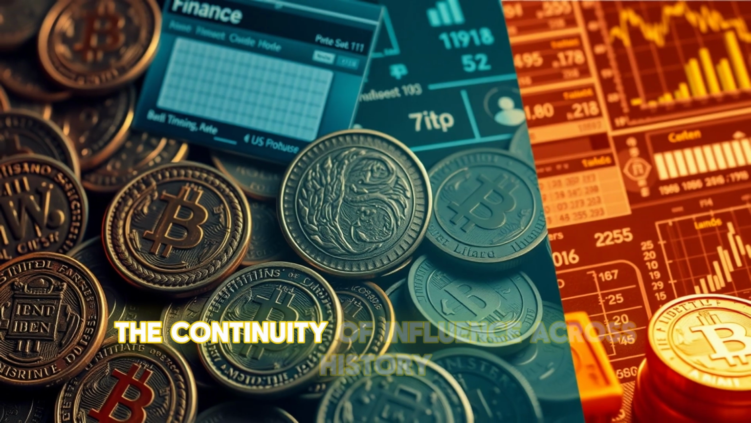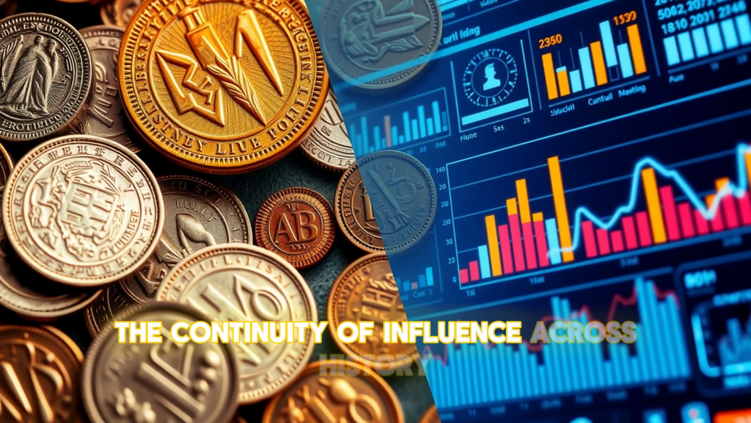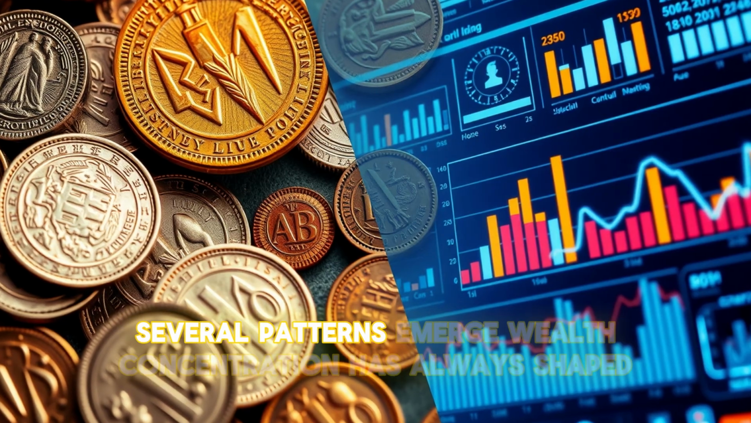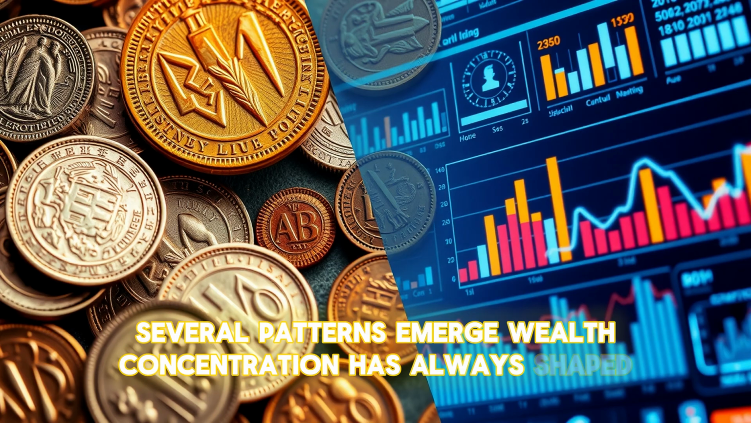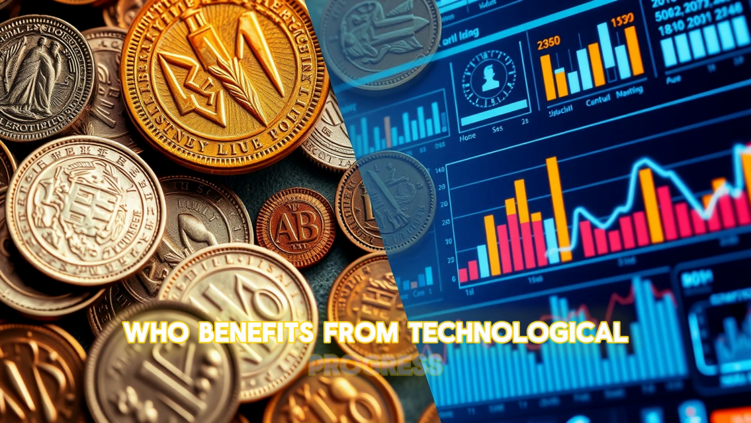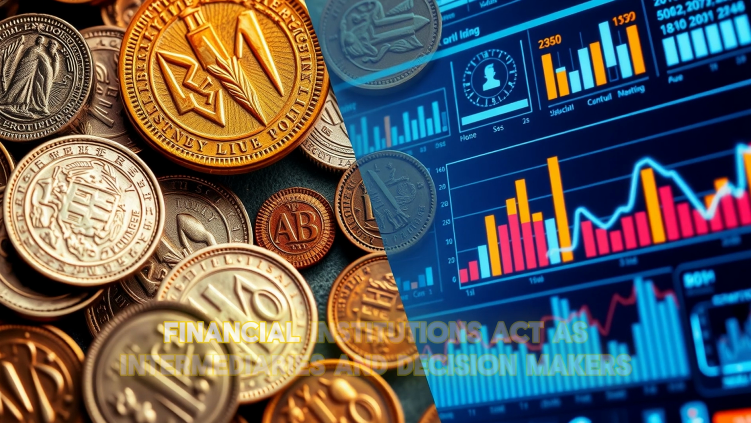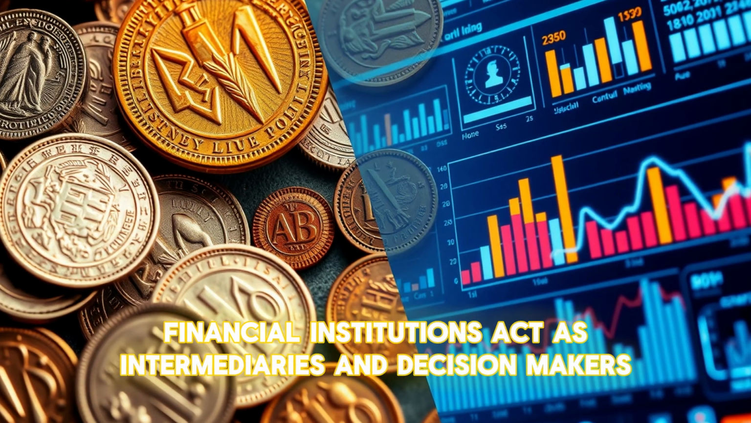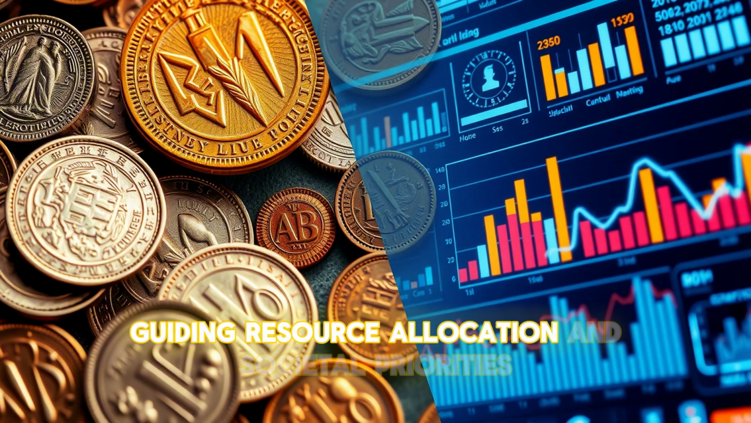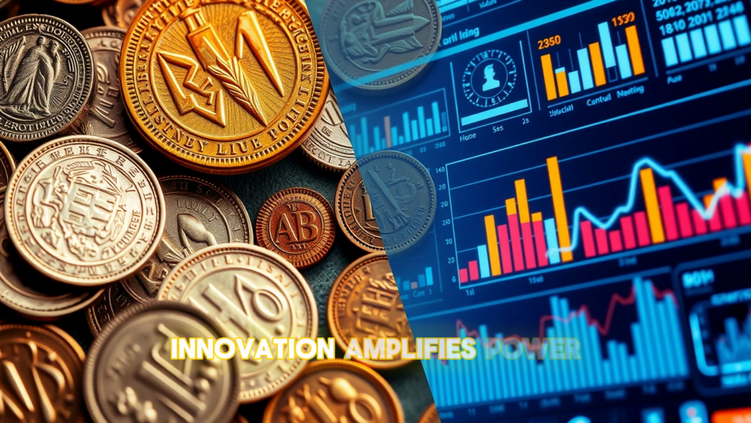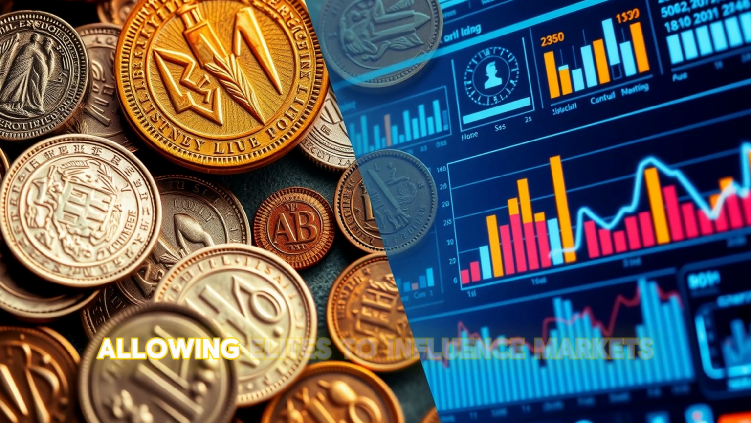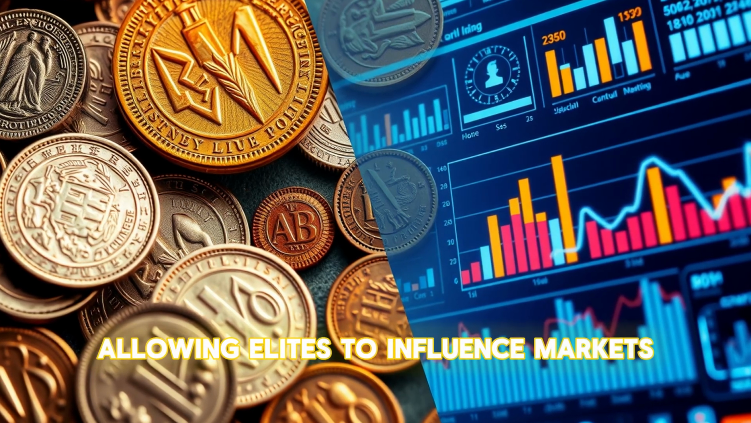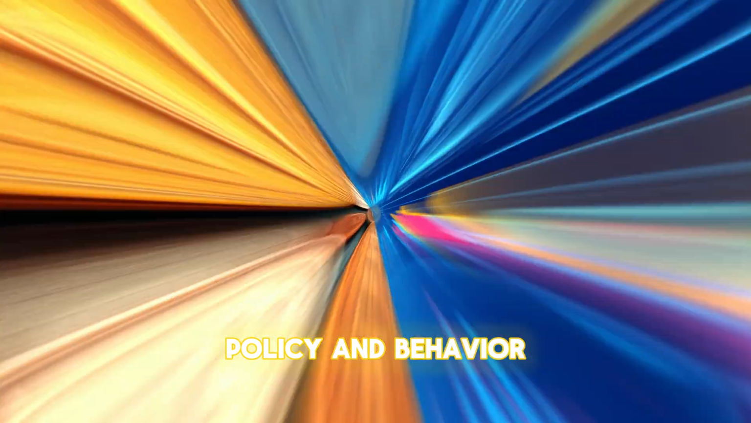The continuity of influence. Across history, several patterns emerge. Wealth concentration has always shaped who benefits from technological progress. Financial institutions act as intermediaries and decision-makers, guiding resource allocation and societal priorities. Innovation amplifies power, allowing elites to influence markets, policy, and behavior.